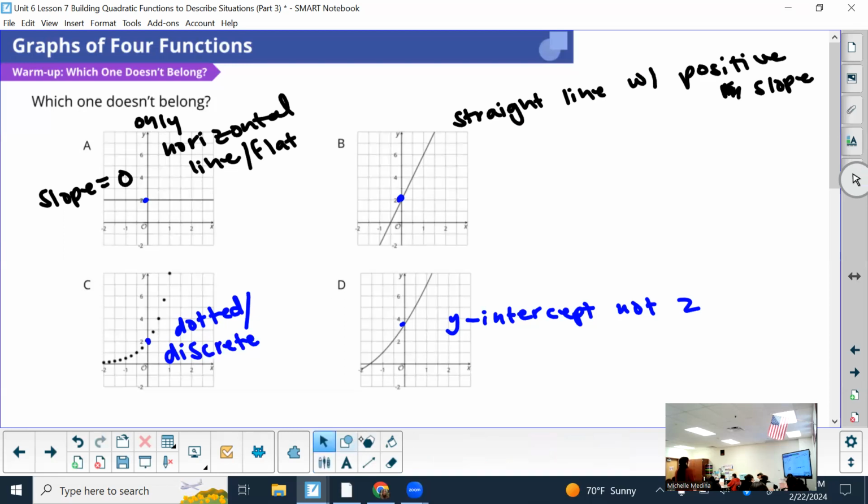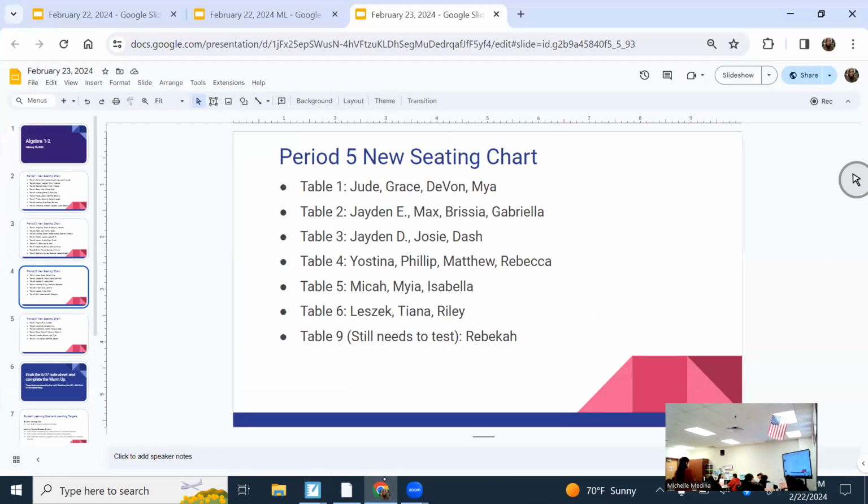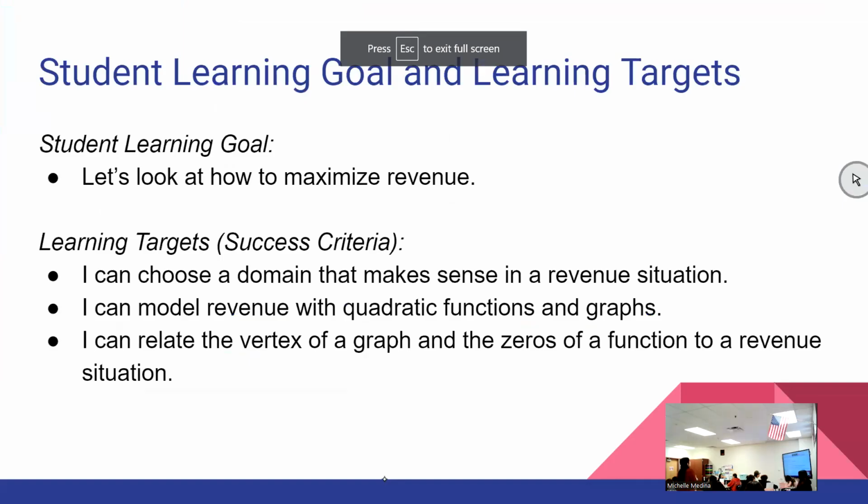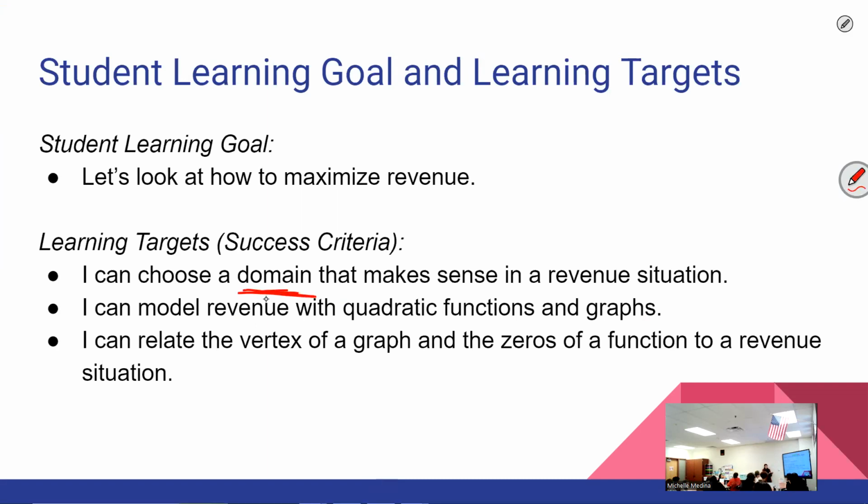That brings us to our goal for today. Let me briefly share that with you. You can all go back. So the goal for lesson 7 is to look at how to maximize revenue. This is part 3 of our series of using quadratic functions to describe situations. By the end of the lesson, you should be able to choose a domain that makes sense in a revenue situation. Domain refers to all the what? The what? Not the y. All the x's in a function.